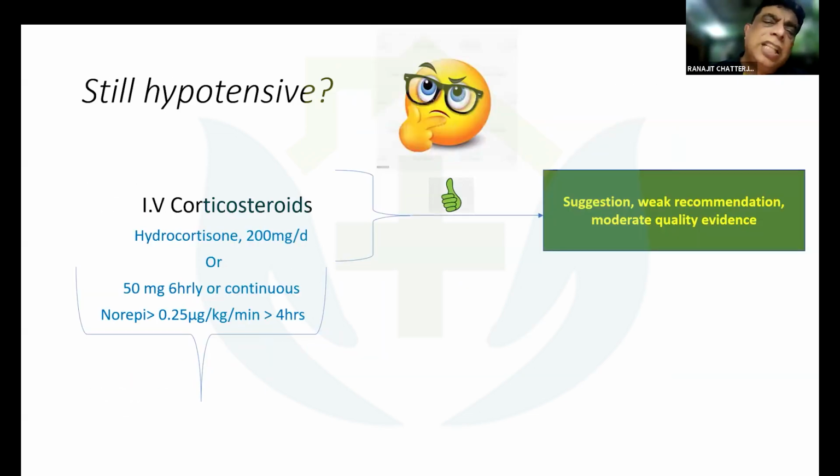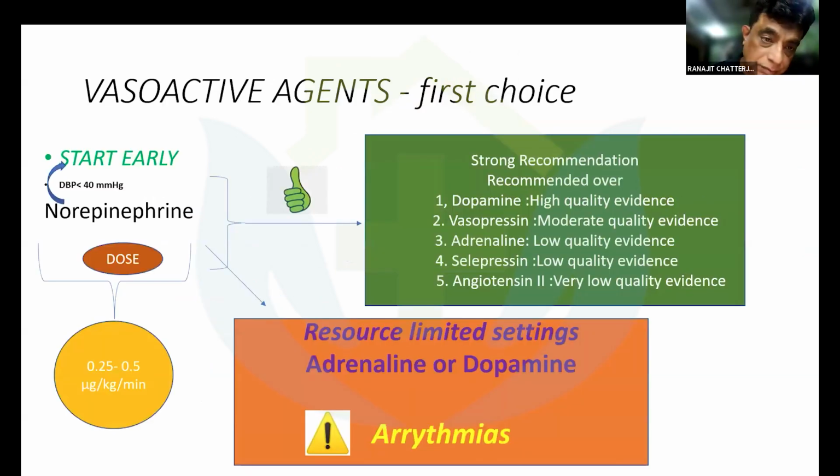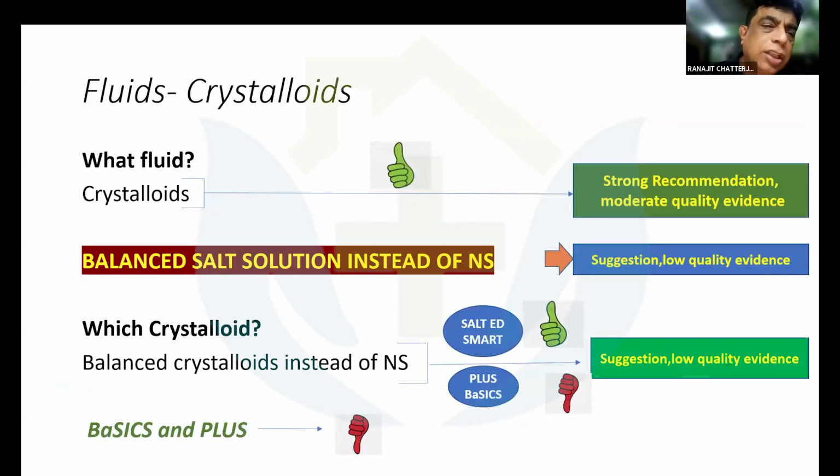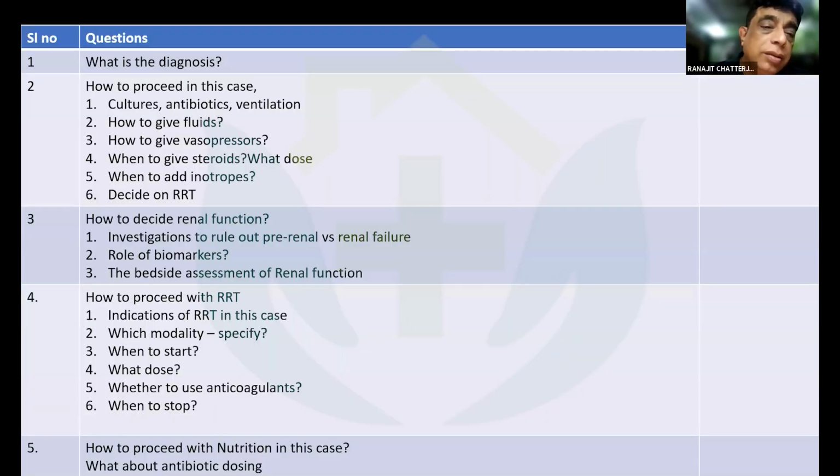Now you have achieved your blood pressure, but still you see that your cardiac index is not coming up. So then what do you start? Or they can ask you a direct question. They can ask you a direct question. When to add inotropes? The question number 5.